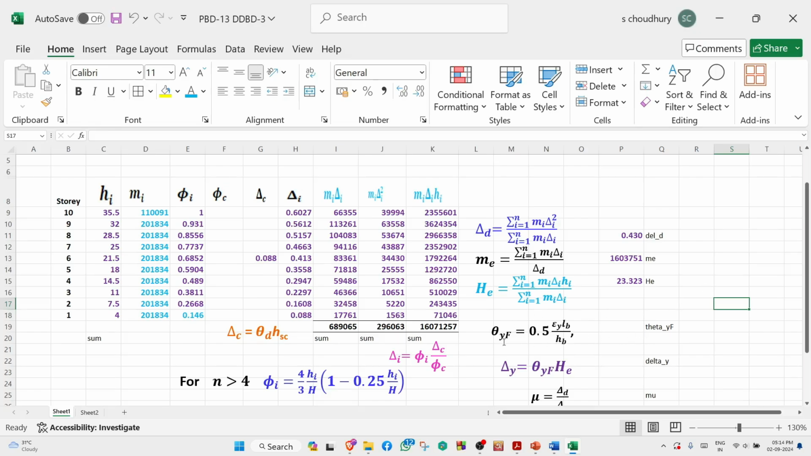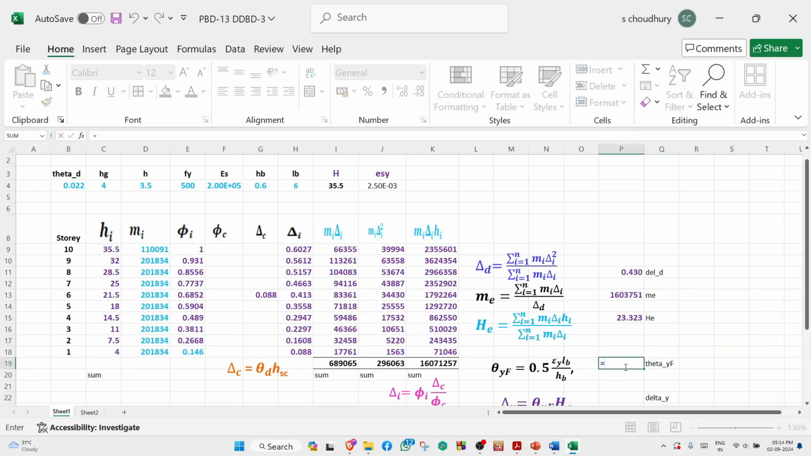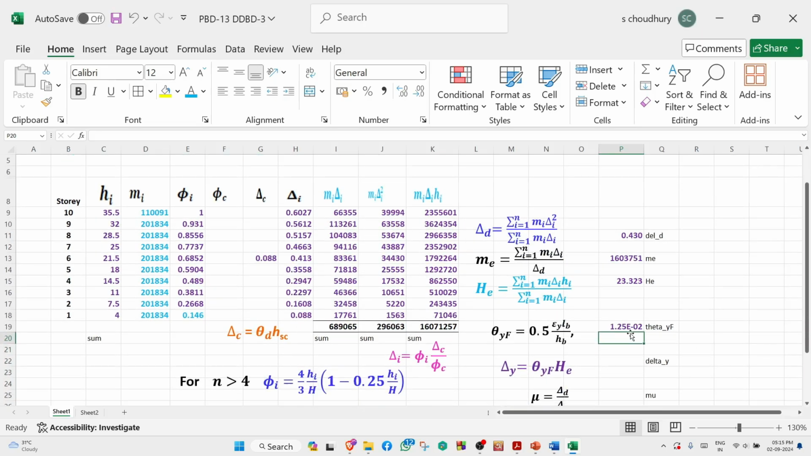Now we find the yield rotation of the frame, which is 0.5 epsilon y LB by HB. All these parameters we have written here. So this is equal to 0.5 star epsilon y, which is written here, star LB, length of beam 6 meter, divided by depth of the beam, which is 0.6 meter. So this is your yield rotation of the frame in radian. The value is small because the yield rotation will be a very small value.